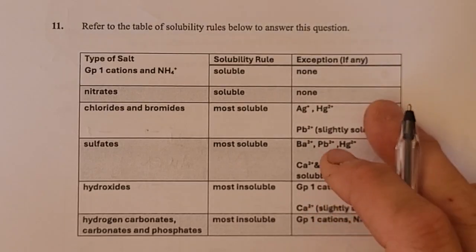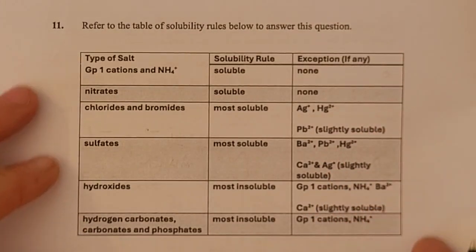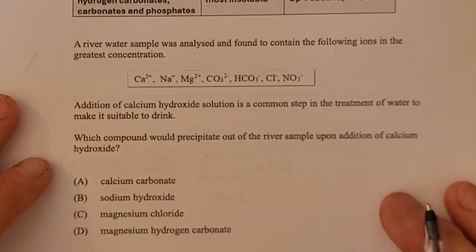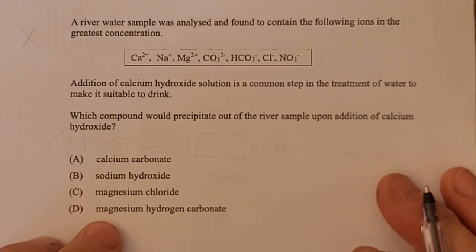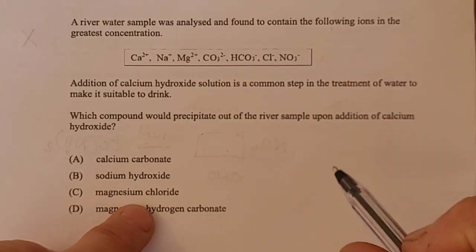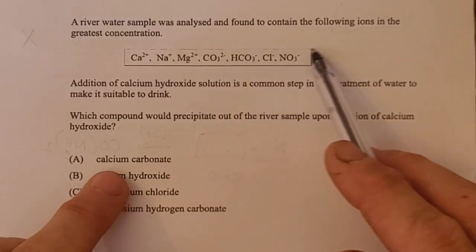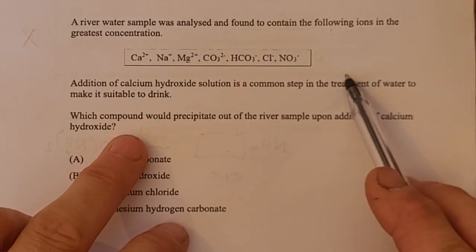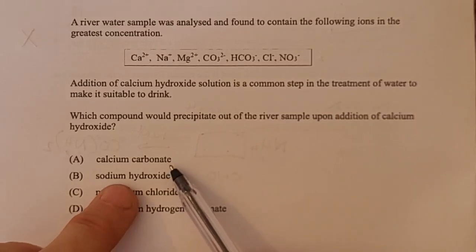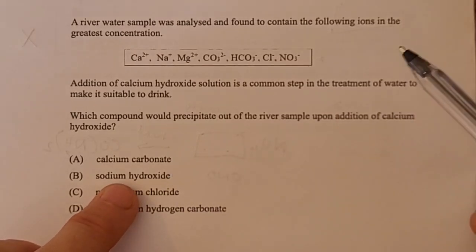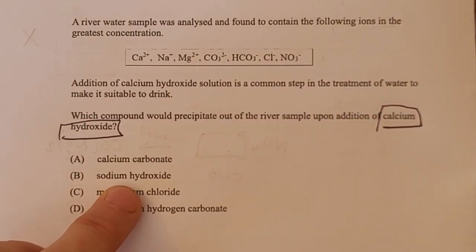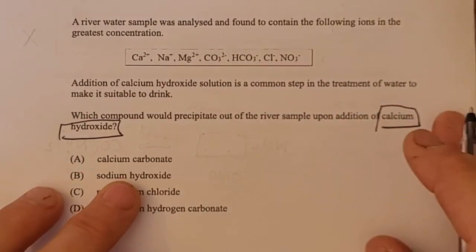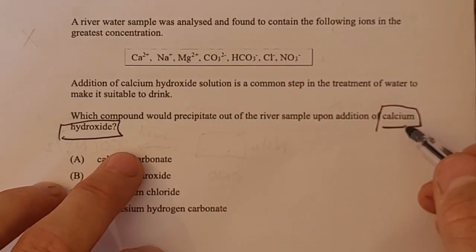Right, okay, so this is nice, they've given you the solubility table. This is question 11. They've said that a river water has a sample of different ions in it. Okay, which compound would precipitate out upon addition of calcium hydroxide? So you're adding calcium and hydroxide ions. So let's have a look at what ions we've got here.